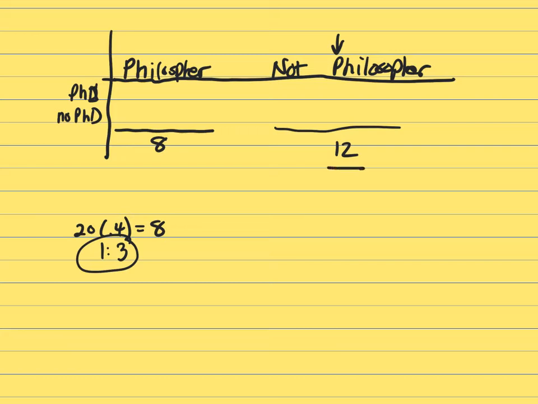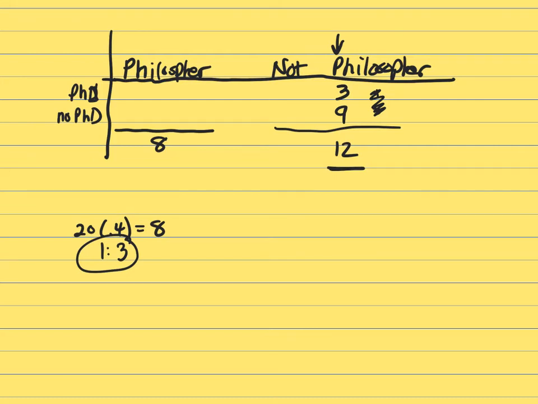And I've got 12 here. 3, 6, 9, 12. It's got to be multiples of 3. So it's 1 to 3. So that would be 3 here and 9 here, because 3 times 1, 3 times 3, there's your 1 to 3. Okay? All right. Now what do I know?